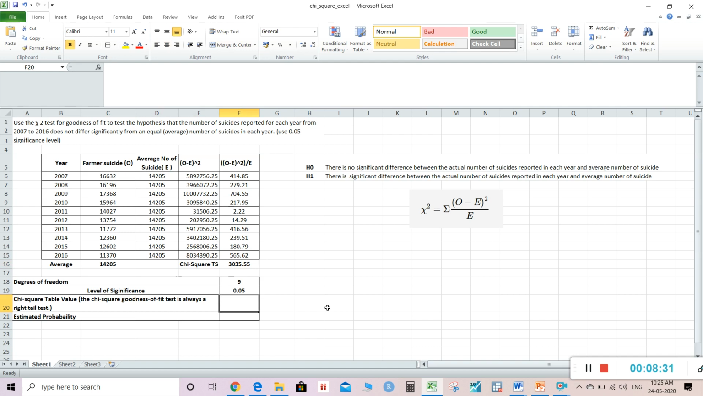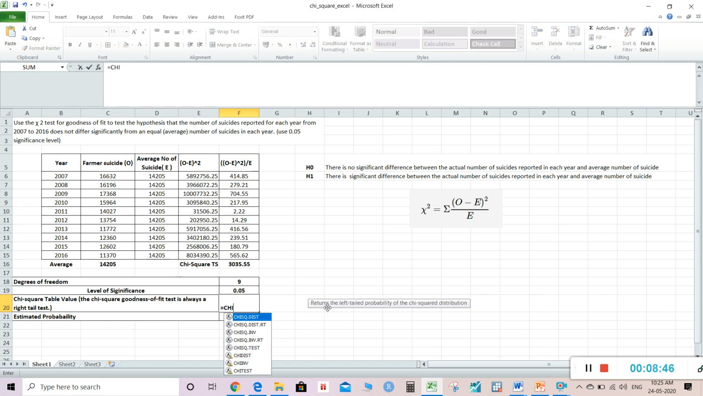So let's find out the critical value corresponding to degrees of freedom 9 and the level of significance 0.05. The formula to find the chi-square critical value is CHISQ.INV.RT. RT stands for right tail. Your probability is nothing but the level of significance, right? And the degrees of freedom is 9.